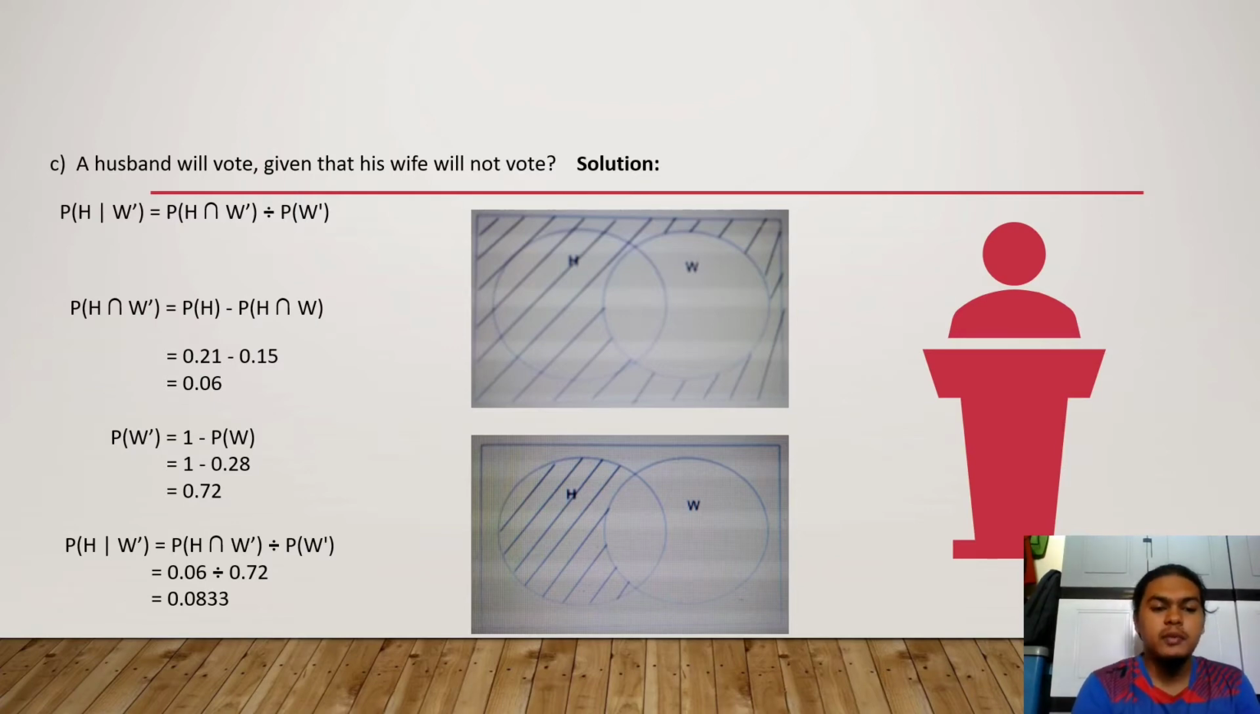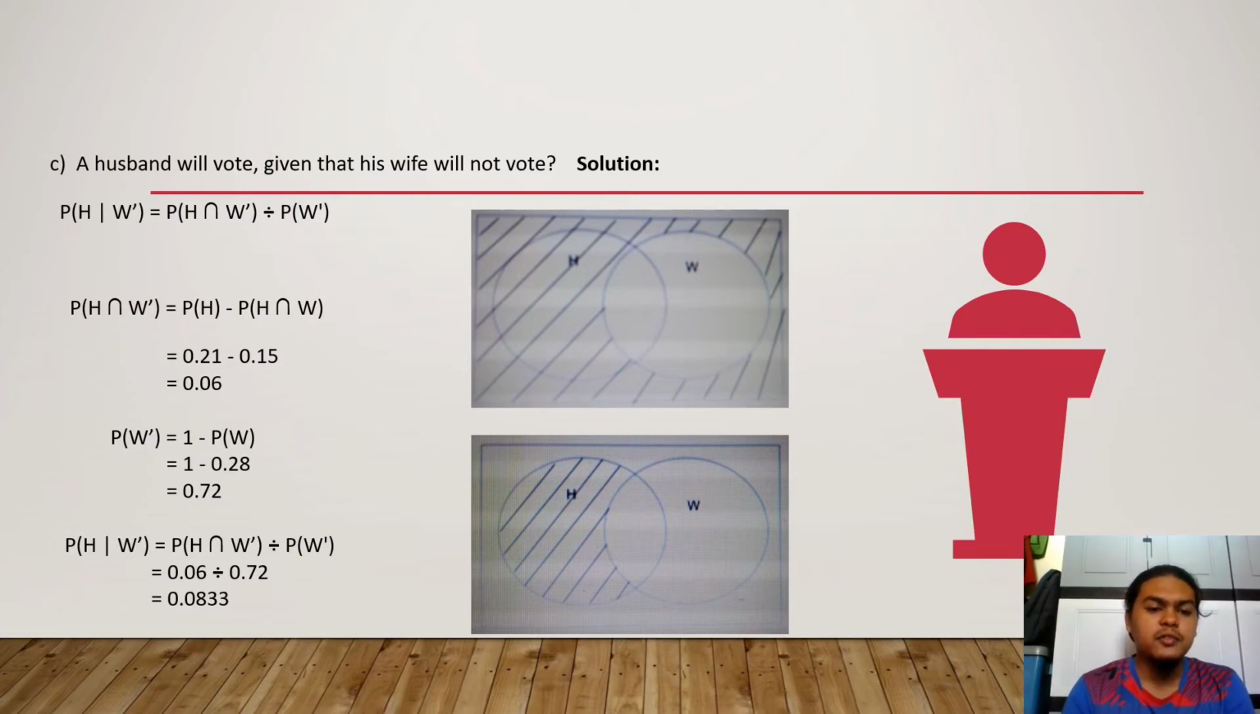So probability of H given W prime is equal to probability of H intersect with W prime divided by probability of W prime. So first, we need to find probability of H intersect with W prime. To find this, probability of H intersect with W prime is equal to probability of H minus probability of H intersect with W. So 0.21 minus 0.15, we will get 0.06.